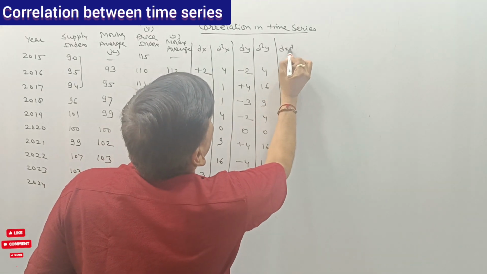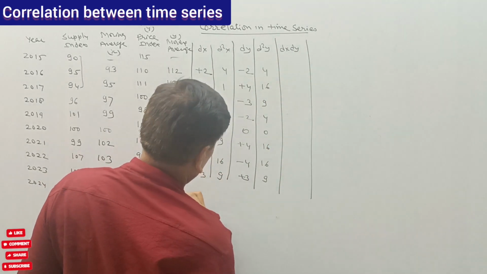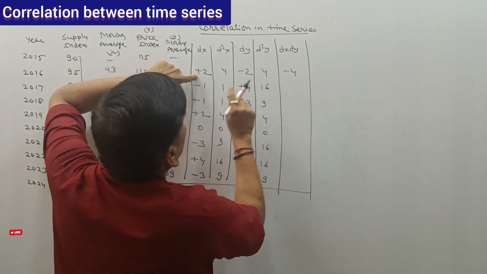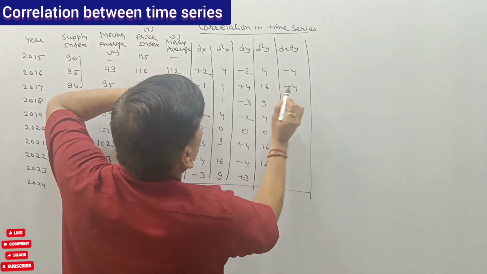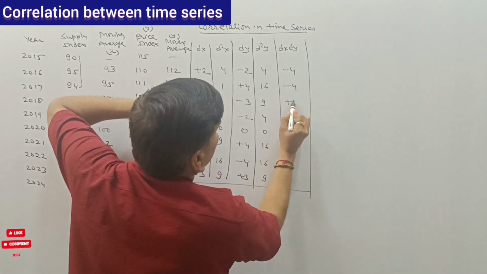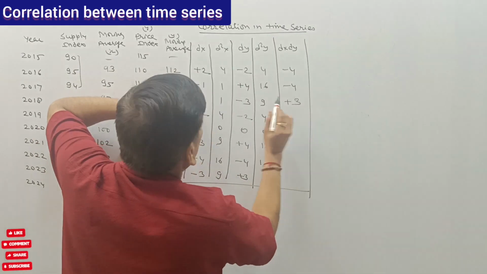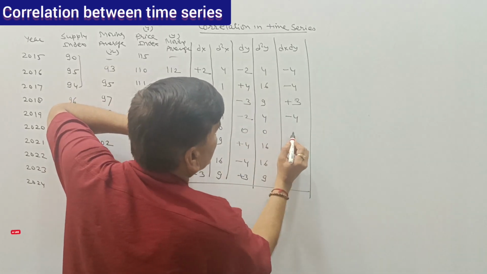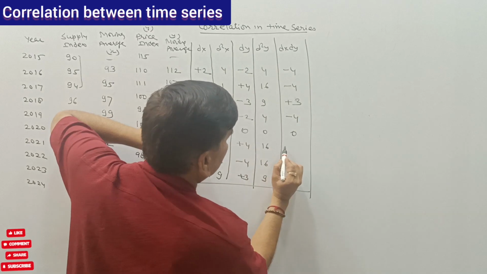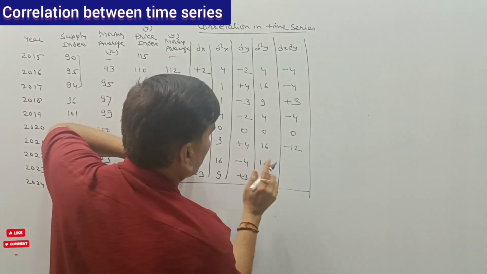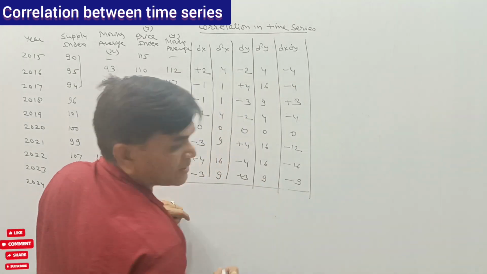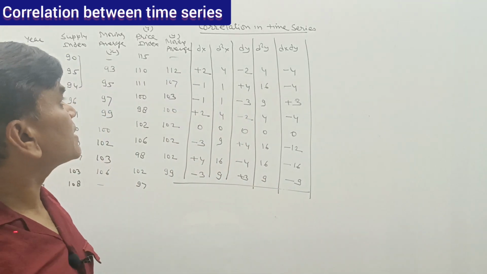Now dx dy is also required. So 2 multiply 2, that is minus 4. 1 multiplied by minus 4. 3 times 3, that is plus 3. Minus and minus gives plus. Minus 4. 0 multiply 0. 3 times 4, minus 12. 4 multiply 4, that is minus 16. 3 multiply 3, that is minus 9. So now we will get the total of this.